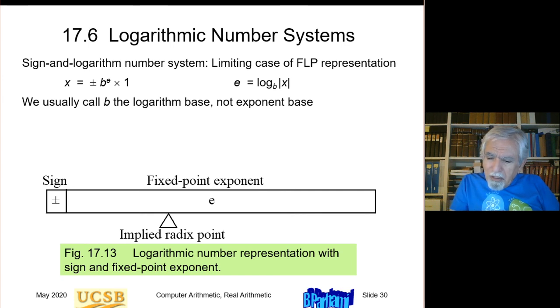So this is the meaning of the logarithmic number system. It has a sign and it has a fixed point representation of the logarithm of x. And this base b, you can choose anything you want. Usually we choose it to be 2. So, the base 2 logarithm of x.